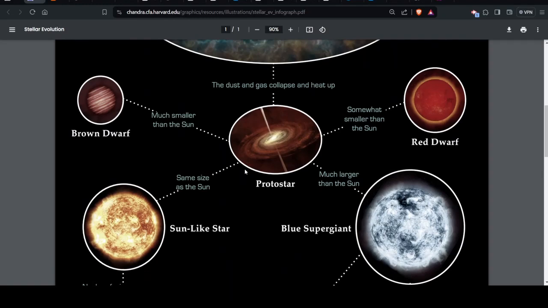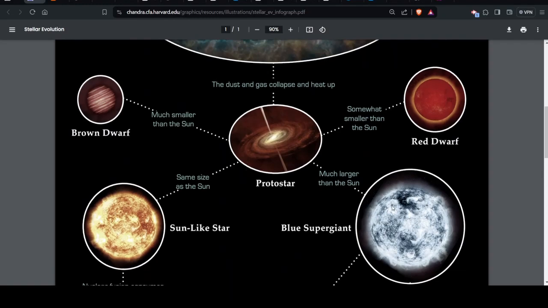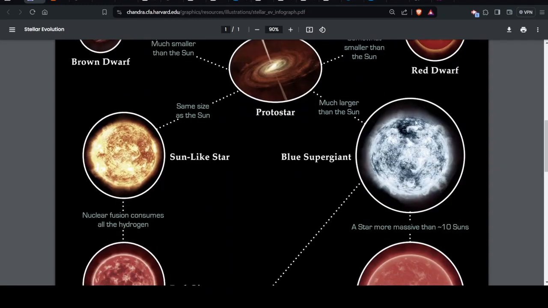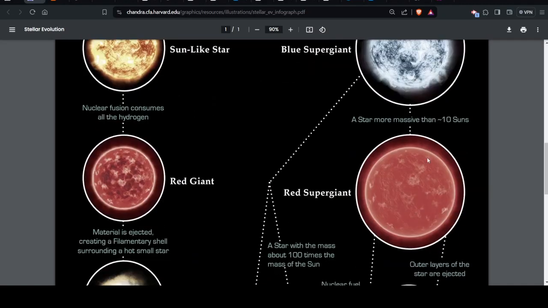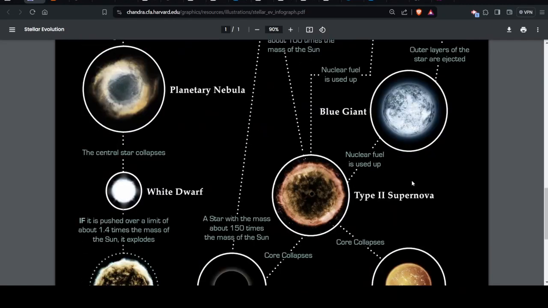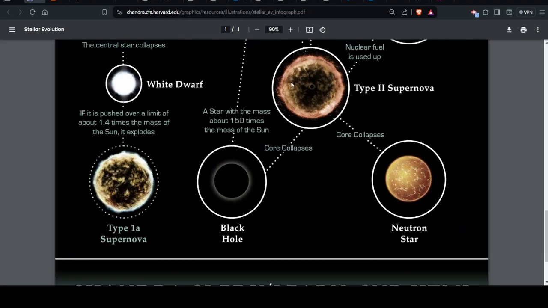If the protostar was much larger than the sun, after your equilibrium phase on the main sequence, even if you're a blue supergiant, you'll likely turn into a type 2 supernova, and then the core will collapse into a black hole or a neutron star. So that's after your main sequence.